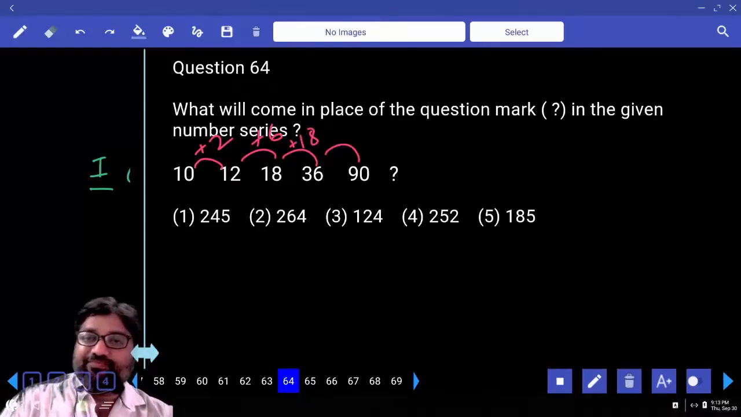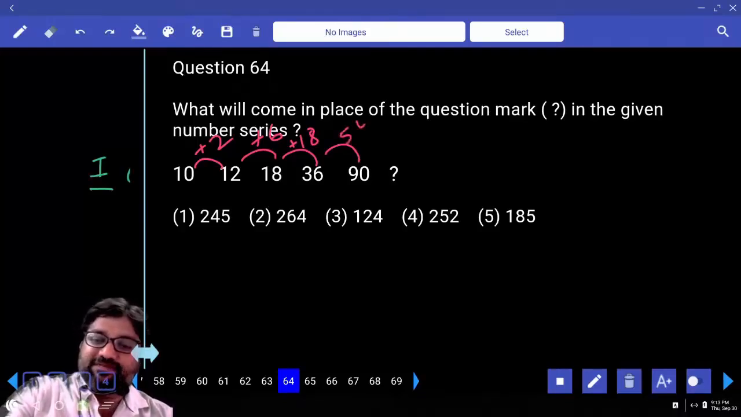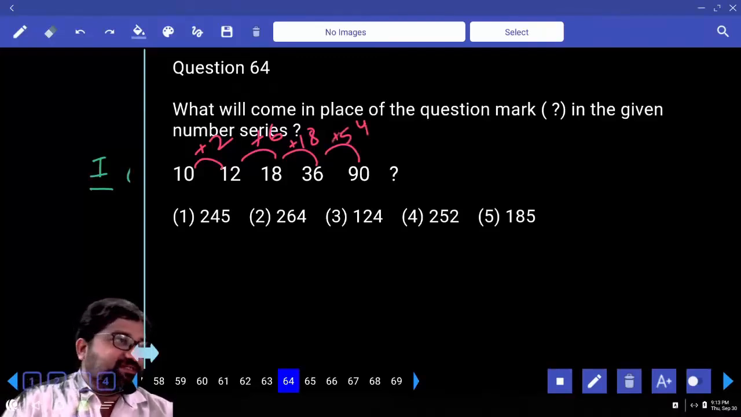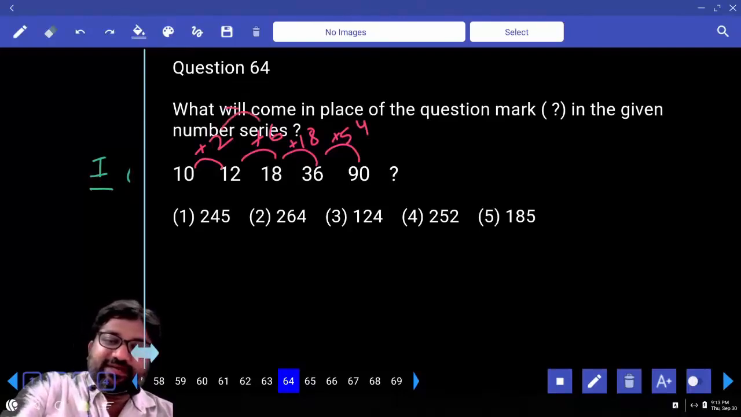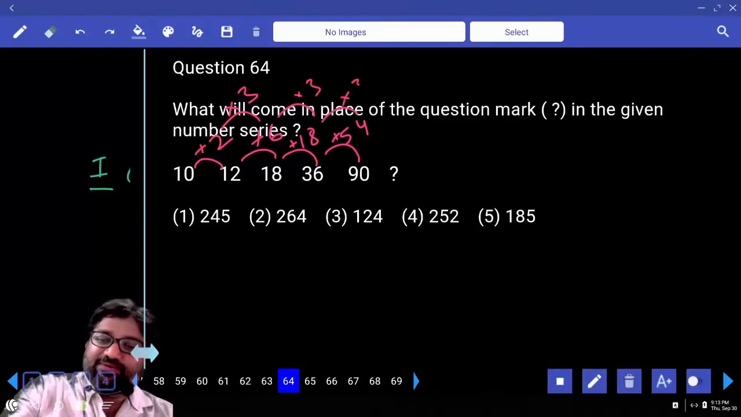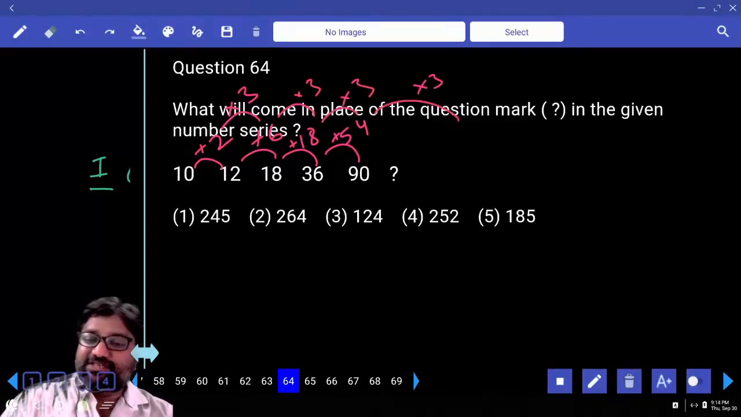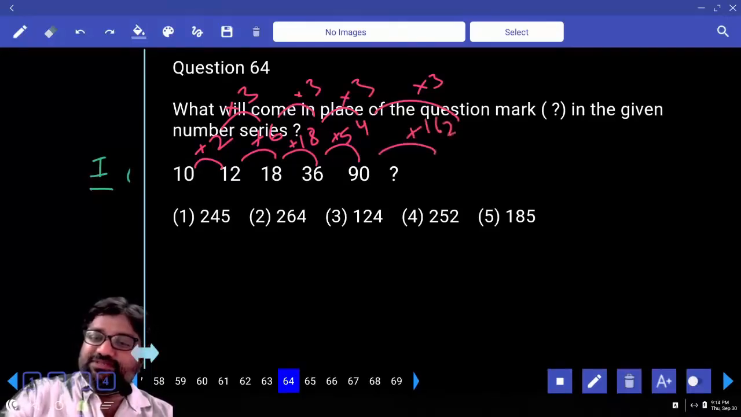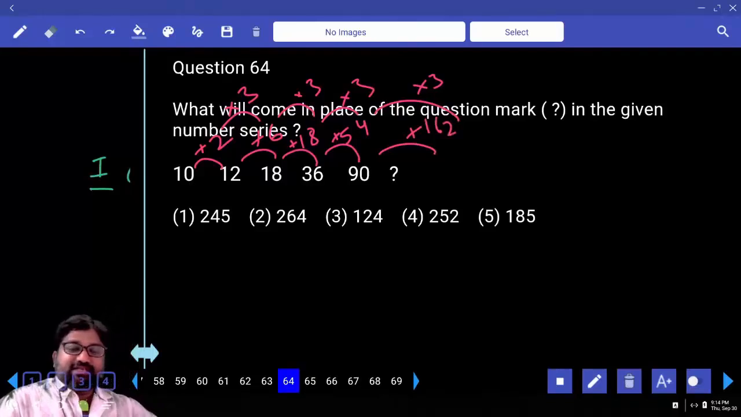Next, 36 and 90. What is the difference? 54, +54. All the numbers 2 6 18 54, చూడంగానే ఏమర్థమవుతుంది? ఇంటూ 3 ఇంటూ 3 ఇంటూ 3. 54 into 3, 162. So this plus 162 is your answer. Understood everyone? Yes or no?